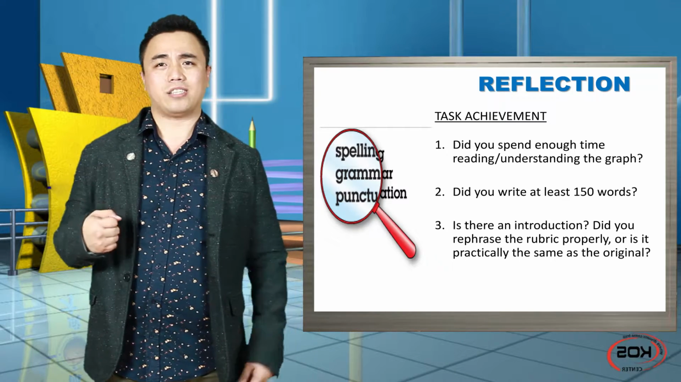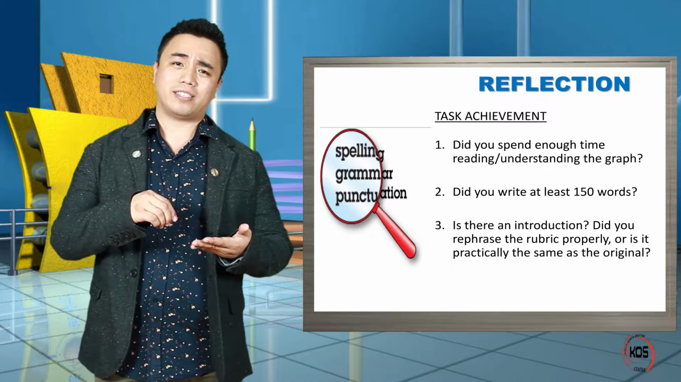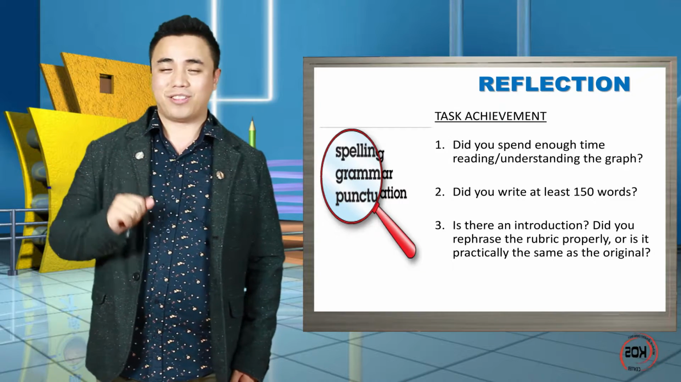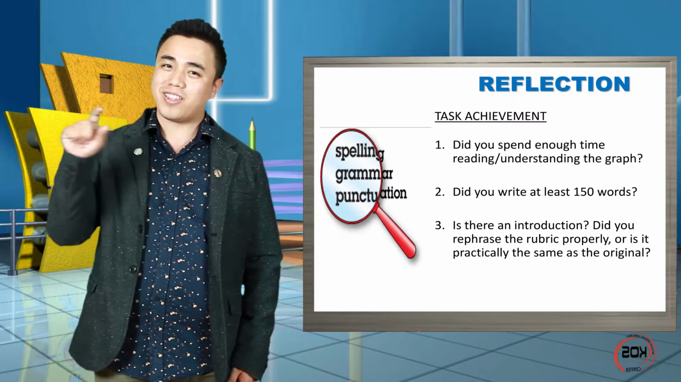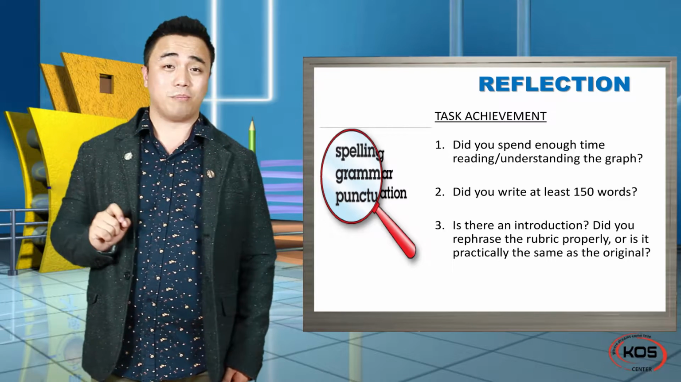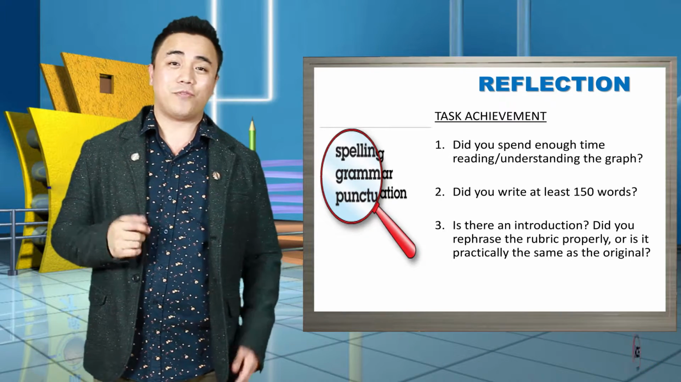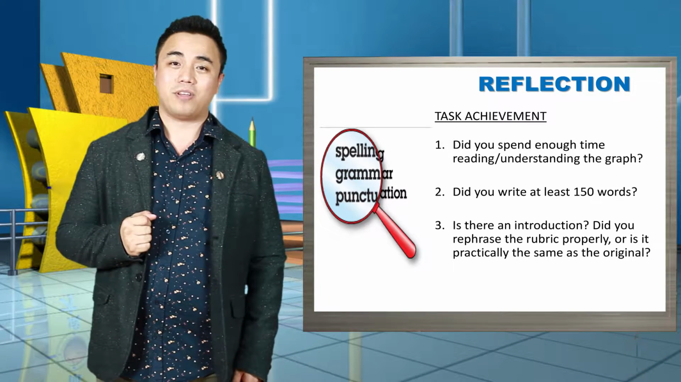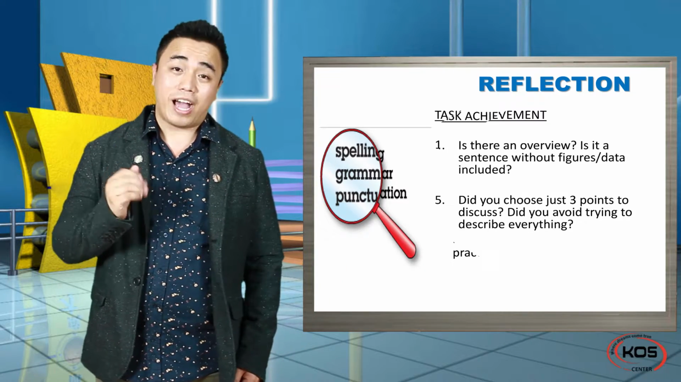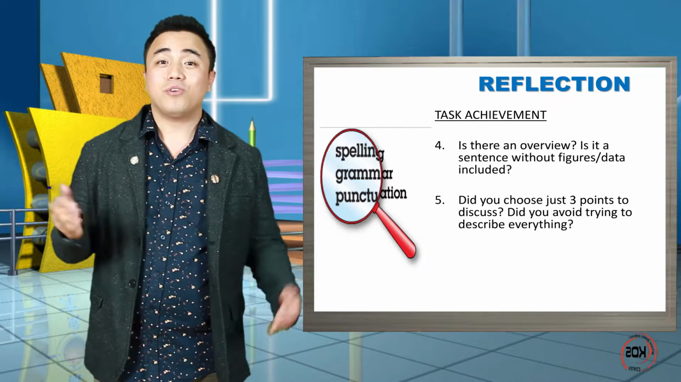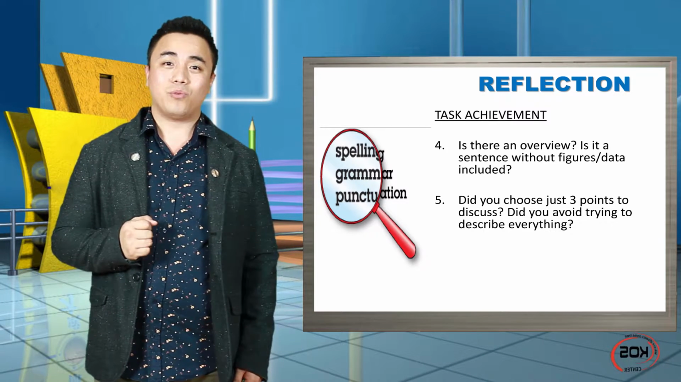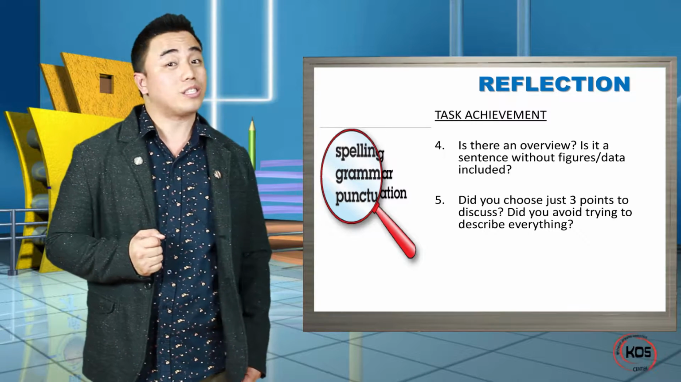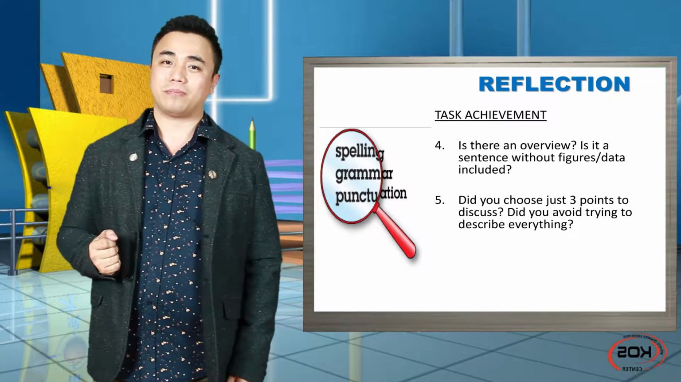I would like to ask you, when you were writing your task, did you write at least 150 words? Don't count everything though. Just count one line and multiply it with the number of lines that you have. And if you have approximately 150 words, then you are safe, but not too much, because you have to make sure that you have fully covered the task with all the major trends already. That is what the examiner is looking for, task achievement.